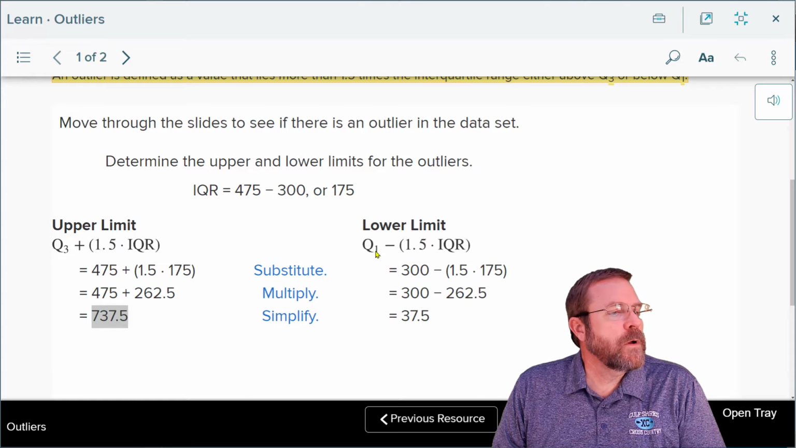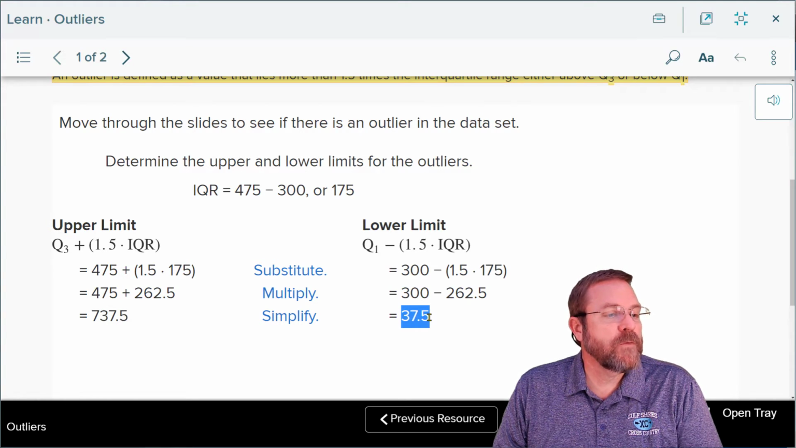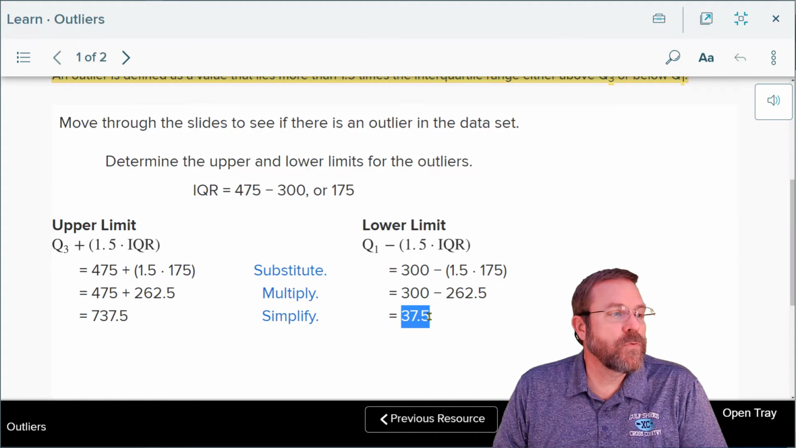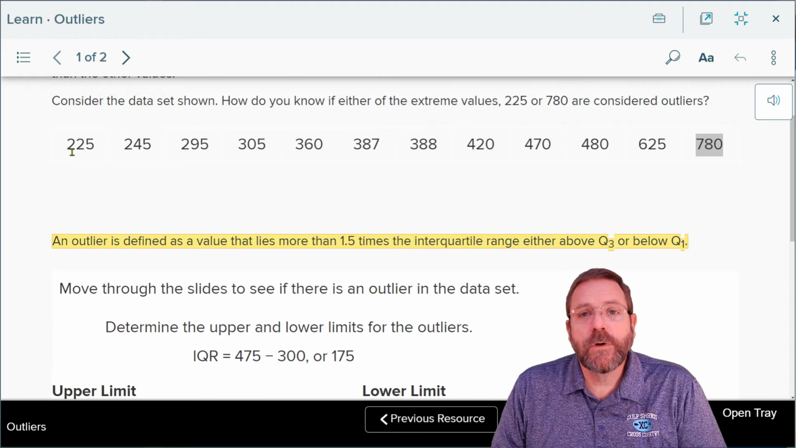Now for Q1, we're looking for the lower limit. We're going to multiply the 1.5 times the interquartile range again, which gives us the same 262.5, and then we're going to subtract that from the Q1 value, the first quartile. When we do that, we get 37.5. So for the bottom number to be an outlier, it has to be less than or equal to 37.5. Come back up here, what was it? It was 225.